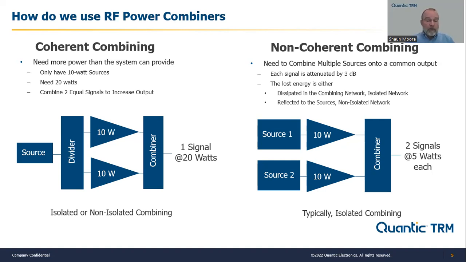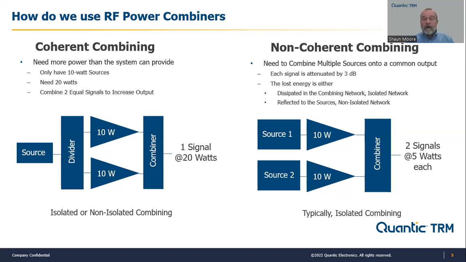In the coherent example here, we have one signal coming in, being divided out, amplified, and then recombined. So we're taking the signal, multiplying it by two 10-watt amplifiers, combining it coherently, ending up at 20 watts total. In the non-coherent case, where we have two separate sources using the same two amplifiers, we take those two individual sources, increase both of them up to 20 watts, and then put them through a power combiner. We end up with 5 watts with two different signals as opposed to one signal, but now we have two signals at 5 watts each.